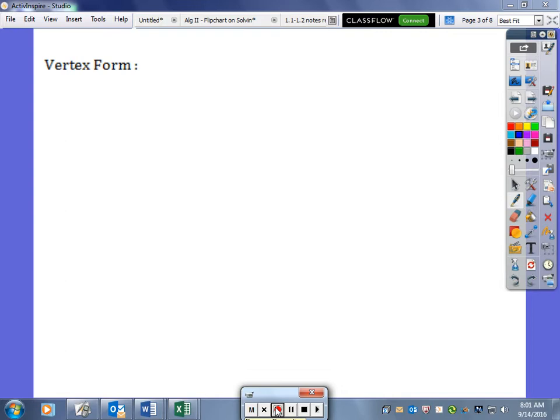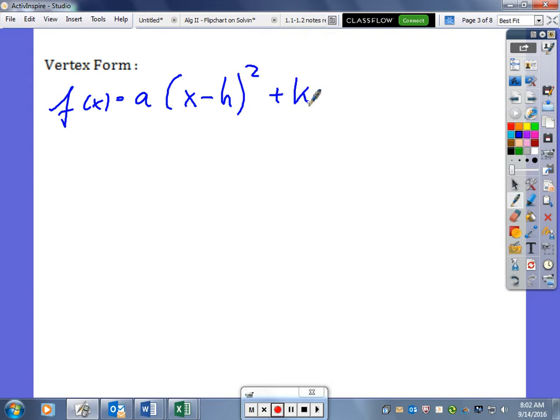So let's talk about vertex form. This is one of the three forms that we can write a quadratic equation in, and the advantages of the vertex form are that it'll give us information about the vertex and the dilation of the parabola right from the equation. And this is how the equation goes. F of x is equal to a times parentheses x minus h squared plus k.